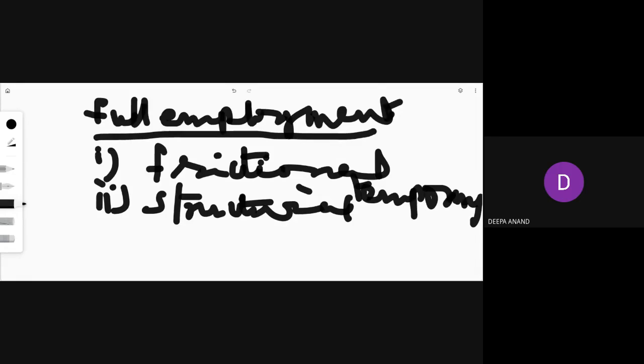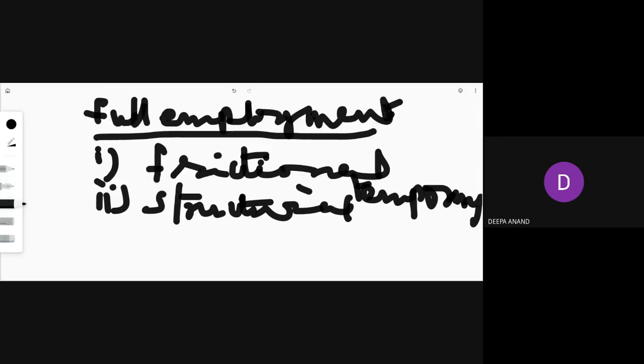For example, workers leave one job and join another job. In the meantime, they will be unemployed. There's a time gap between leaving one job and joining the other. During that temporary period, that person is said to be in frictional unemployment. It does not pose much problem for the economy. It is for the time being only, not a permanent problem for the economy.